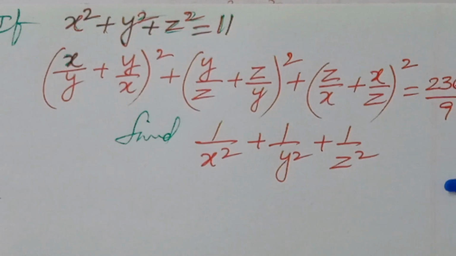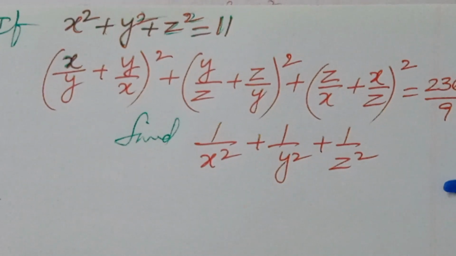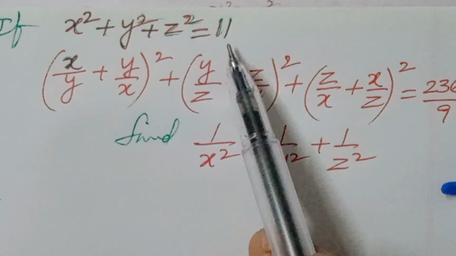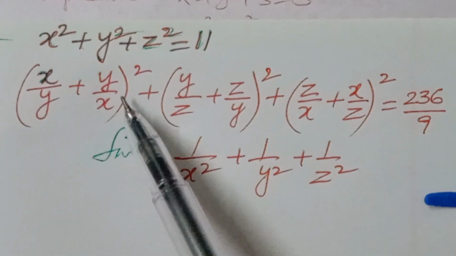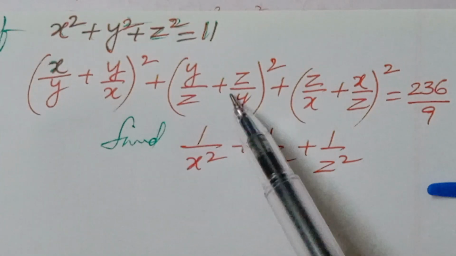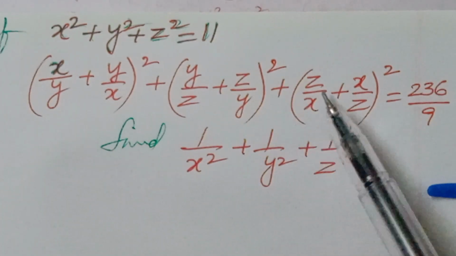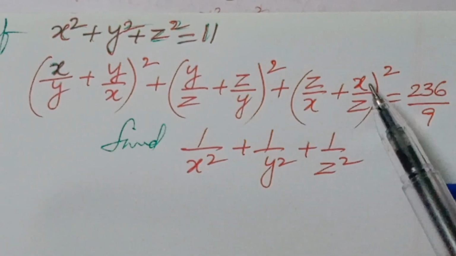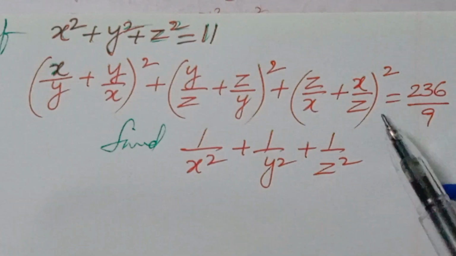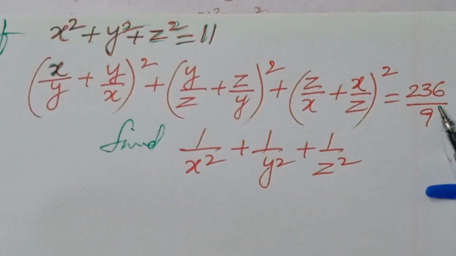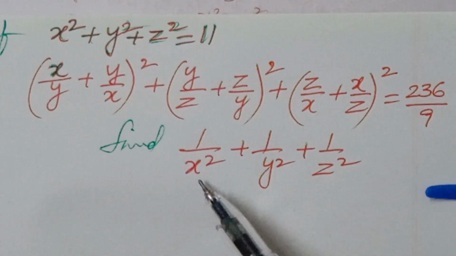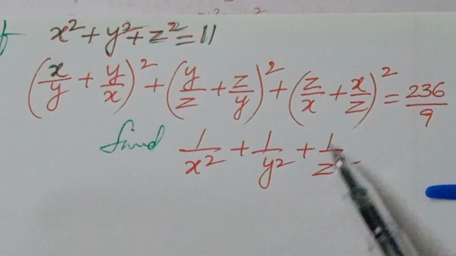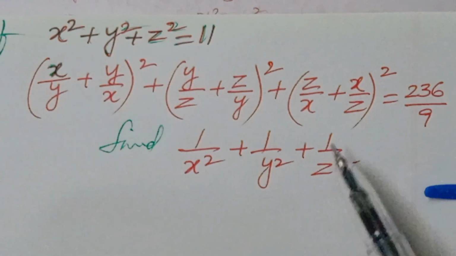Today we are going to see one Olympiad problem. Given x square plus y square plus z square equal to 11, and (x over y plus y over x) whole square plus (y over z plus z over y) whole square plus (z over x plus x over z) whole square equal to 236 over 9. Find the value of 1 over x square plus 1 over y square plus 1 over z square.